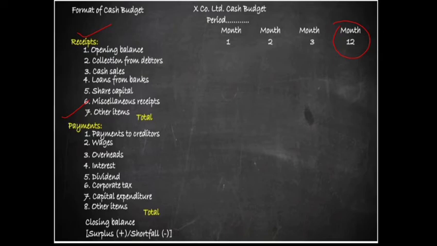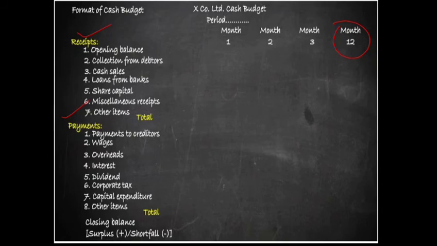Then all the possible receipts would be listed, like collection from debtors, sales, loan from bank, share capital, miscellaneous receipts, and all the receipts would be totaled. Then the payments would be listed, like payments to creditors, wages, overhead, interest, dividend, corporate taxes, capital expenditures, and other items as well.